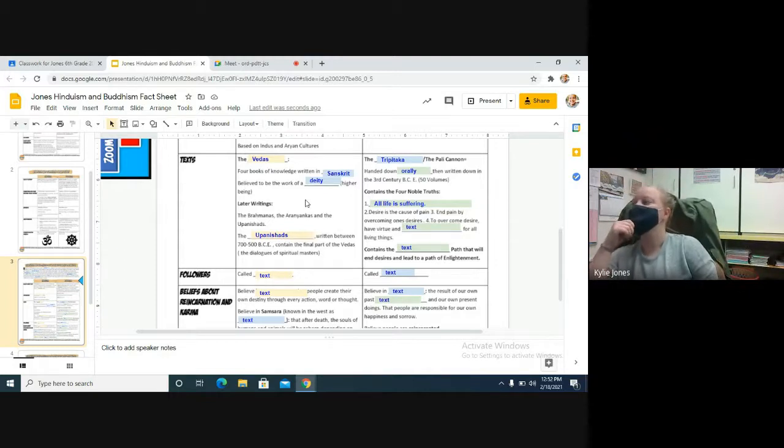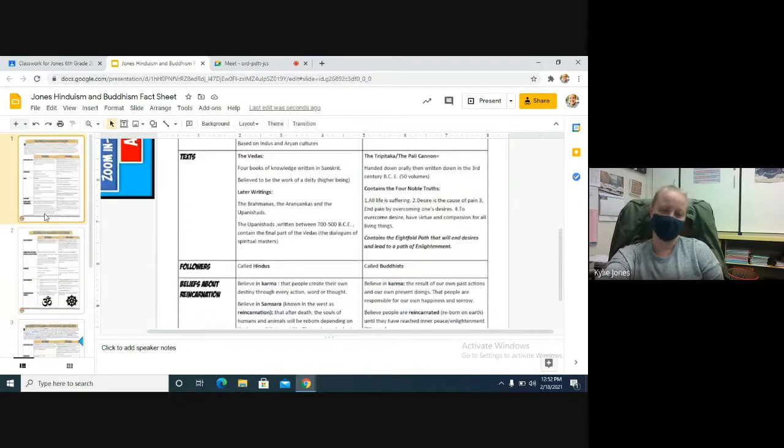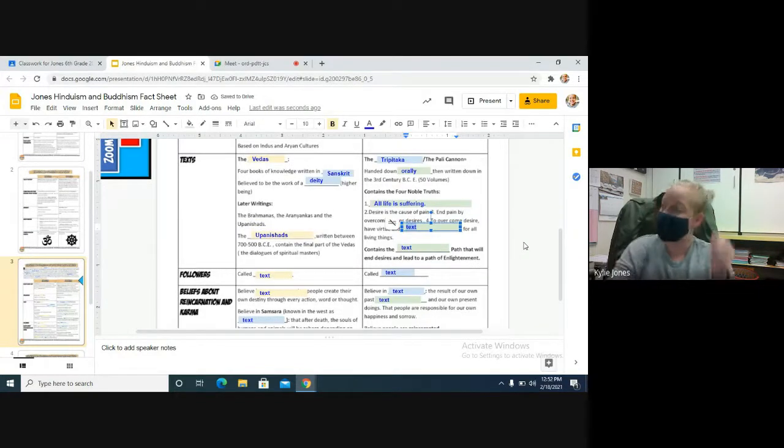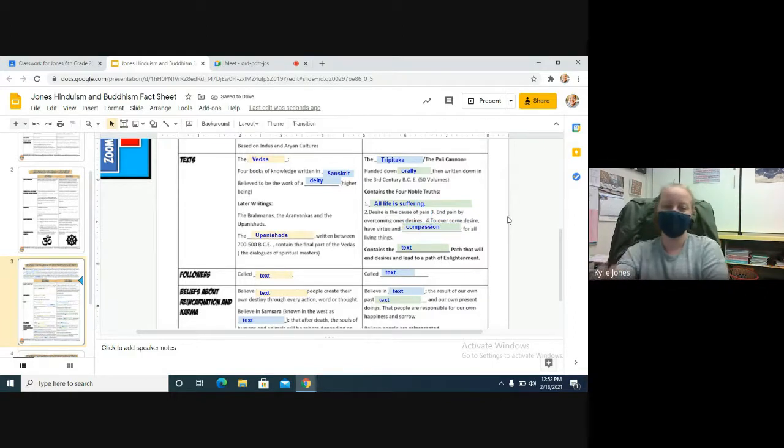All right. Number 2 is the desire, not the desire. Desire is the cause of pain. Number 3 says that to end the pain, you need to overcome your desires. And number 4, to overcome desire, have virtue and blank for all living things. Virtue and not care, but you're kind of on the track. Virtue and what? Compassion. Compassion just means that you care for other things. So you were on the right track, Charlie, just the wrong word. I know. I just guessed.